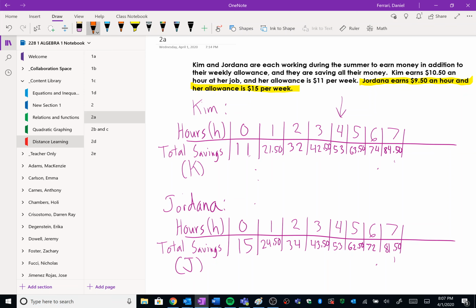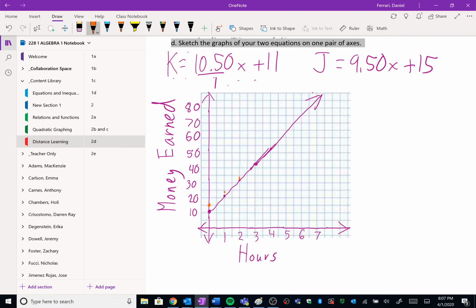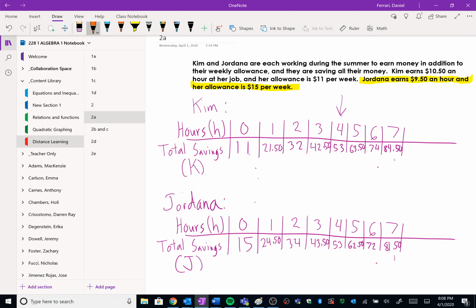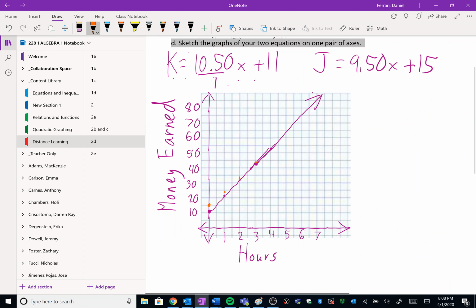Okay, 43.50 at 3 hours, so I go over to 3 hours, up to 43.50, which is again just a little bit above the line that's there. Okay, and these ones are going to be pretty close together. My equations are pretty much overlapping here, but our last one, 453 yet again. Okay, so that one's going to match up exactly with this point that I have for the other line.